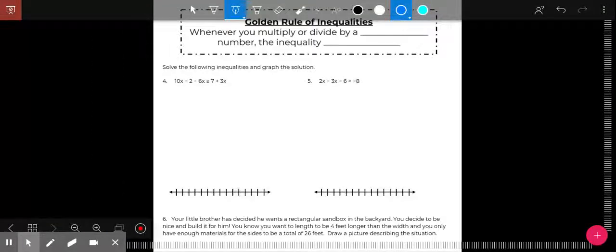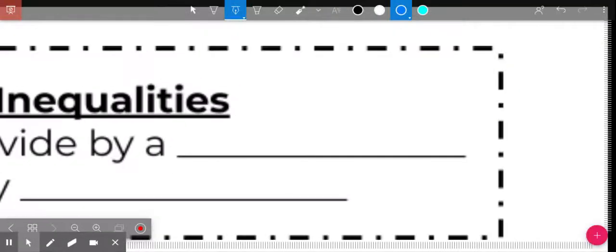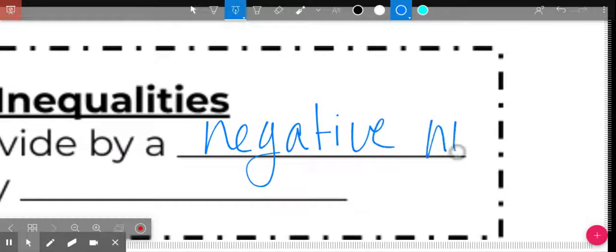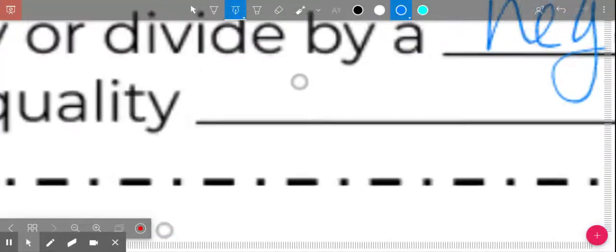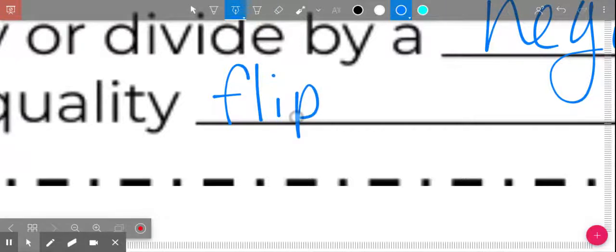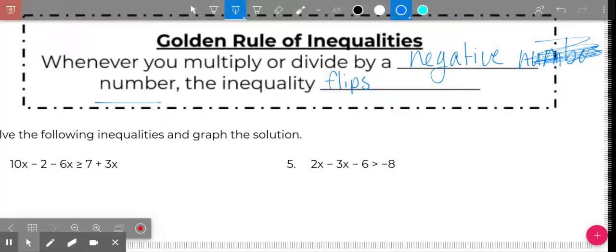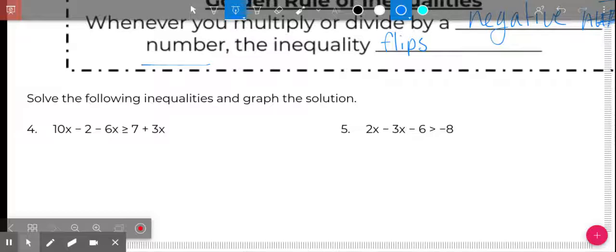Our big reminder here is that we have our golden rule of inequality. Anytime you multiply or divide by a negative number, the inequality flips. That means it changes direction. If it was less than, it becomes greater than. If it was greater than or equal to, it becomes less than or equal to. It just flips. So we're going to look at a few problems and see if we have to flip our inequality.